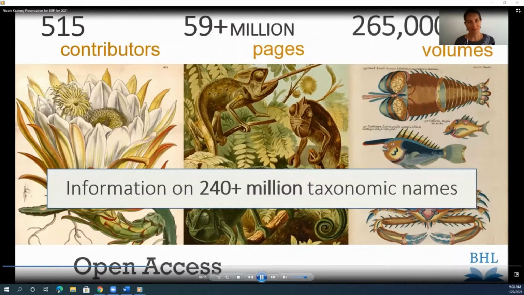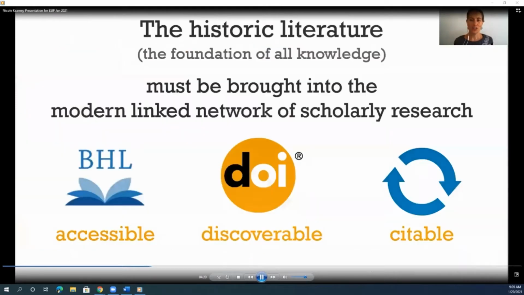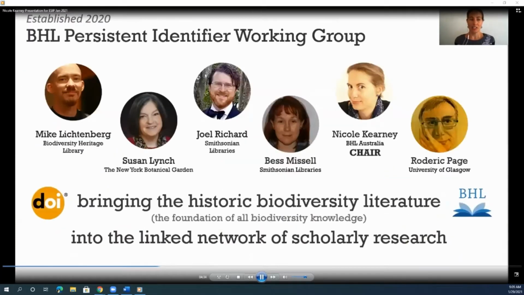But that's not enough, because accessible does not equal discoverable. The vast majority of the historic literature lacks DOIs, and thus it sits outside that linked network of scholarly research. If we want the historic literature to be both discoverable and persistently citable, it needs digital object identifiers. And so last year I started a persistent identifier working group within the biodiversity community. And our role is to bring the historic biodiversity literature, that foundation of all biodiversity knowledge, into the linked network of scholarly research, which is not as easy as it sounds.